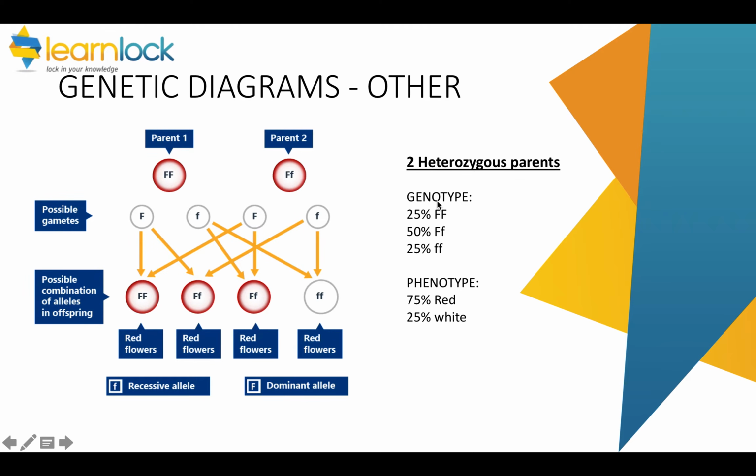We use the terms genotype to say what the genes would be and the phenotype to say what they would actually look like.